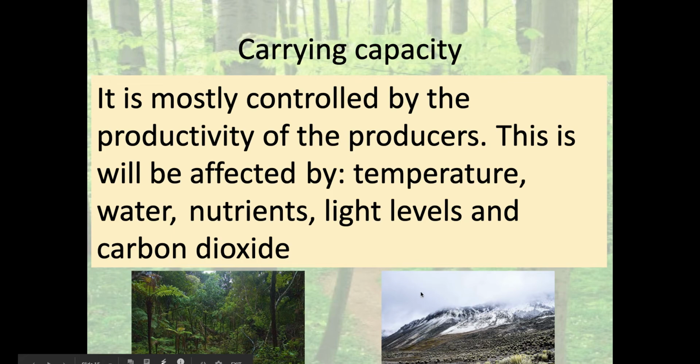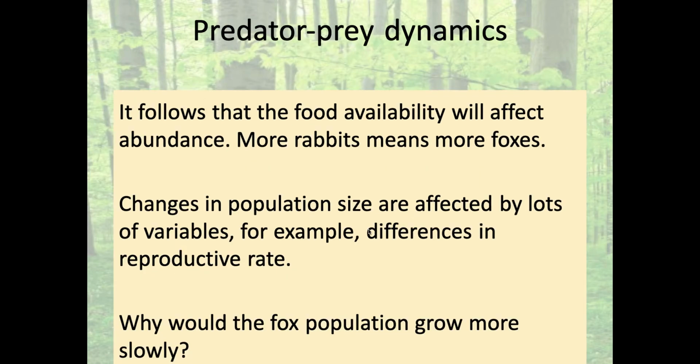So these things, and again, you need to be able to say that these are the factors that affect the carrying capacity of an environment. So, clearly, the amount of food affects the abundance. If there are more rabbits, there can be more foxes. And the variations in population are going to be affected by a lot of things, including, of course, the reproductive rate. Rabbits reproduce much more quickly than foxes do, for example.